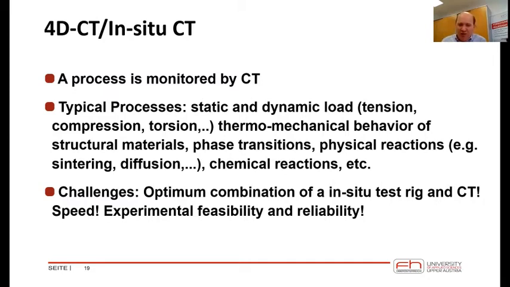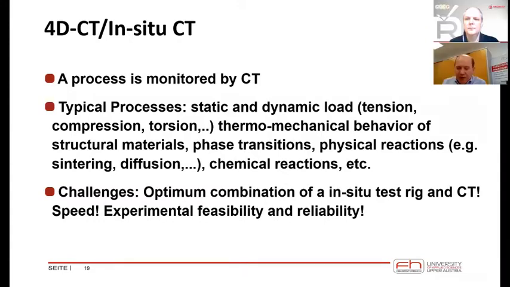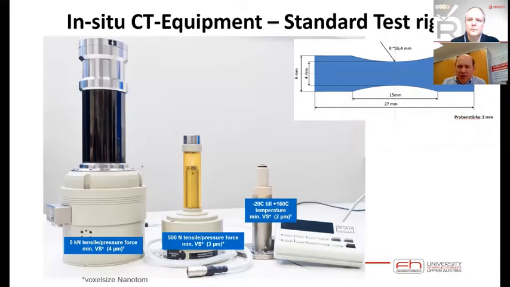There are some challenges because you have to find an optimal combination of the in situ test rig and the CT. The speed: when you have a fast process, you cannot monitor it nicely with industrial CT because industrial CT is too slow. Then you have to go to the synchrotron. But when you have a low speed of the process, you can do it quite nicely. But you have to keep in mind that the experimental feasibility and reliability has to be kept.